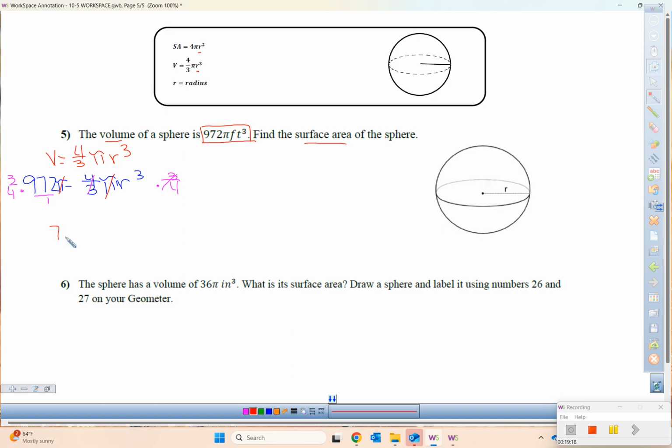I did have the right number. 729 equals, now we're down to radius cubed. Sorry about that. When I was looking at it, I knew I did something wrong, and it's because I forgot this pi right here. So we really need to check ourselves with that.